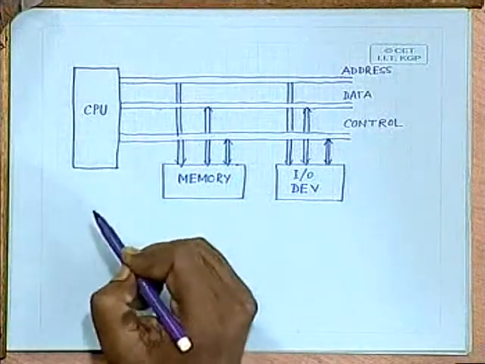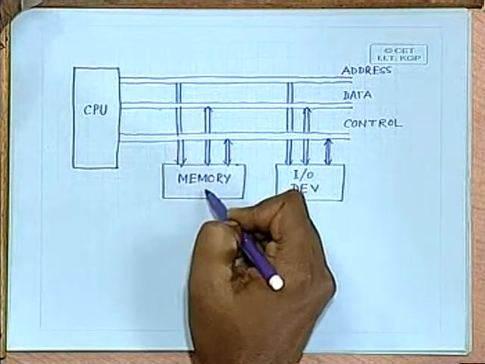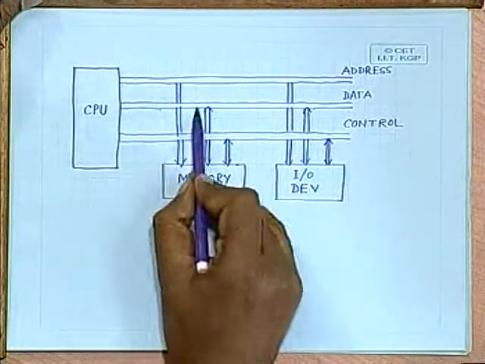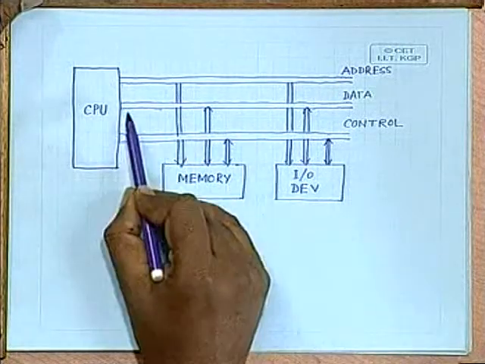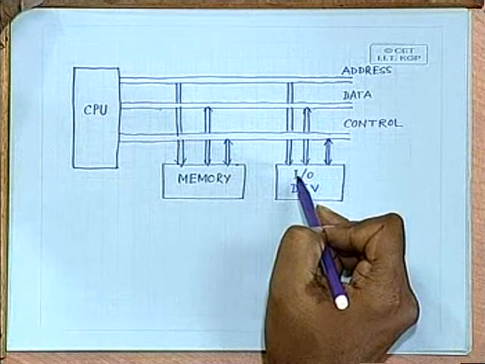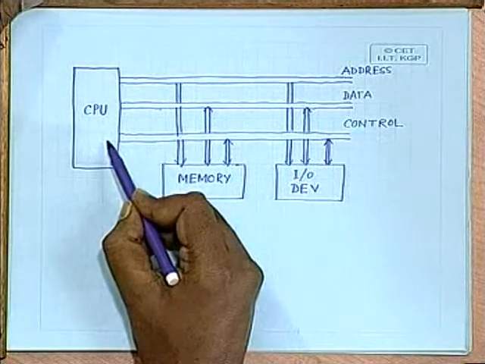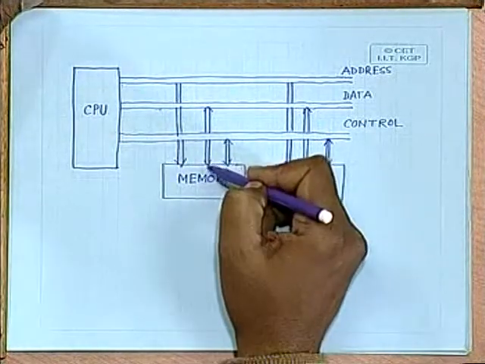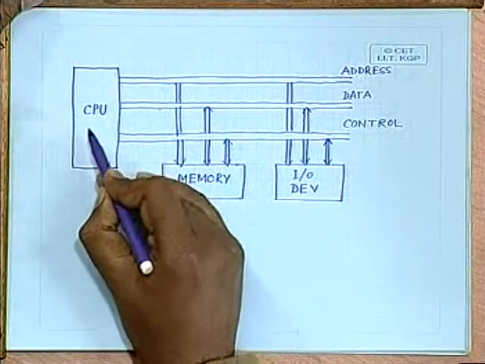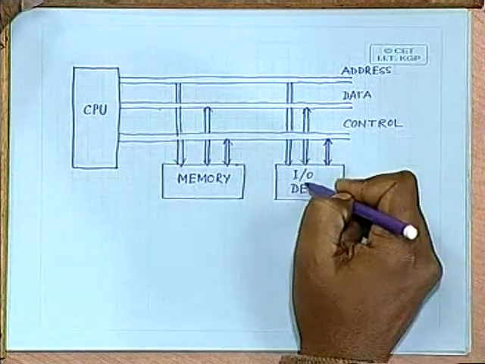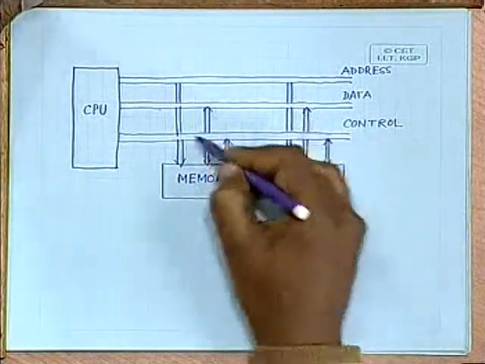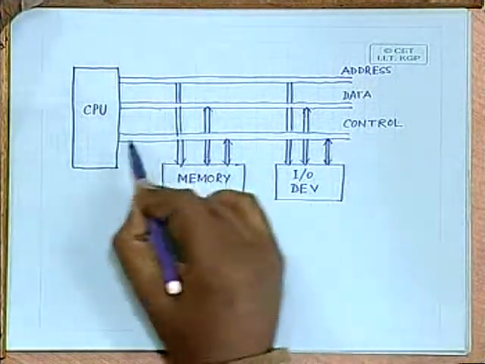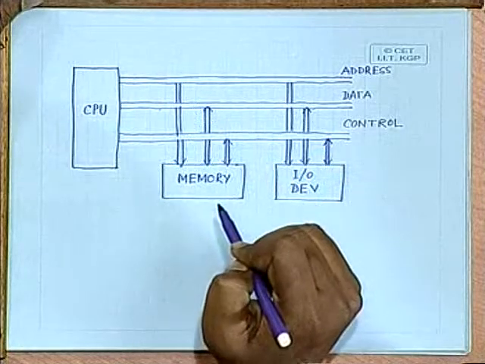Whereas, in case of data, if the CPU wants to write the data to memory, the data will move from the CPU to memory, or if the CPU wants to write the data to any output device, the data will move from the CPU to the output device. Similarly, if the CPU wants to read data from memory, then data will move from memory to CPU, or if the CPU wants to read data from an input device, the data will move from the input device to CPU. So, these data lines are bidirectional, whereas the address lines are unidirectional.